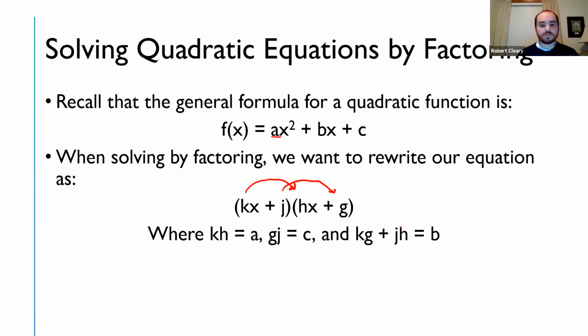And then kg plus jh, you'll have kx times g, which will give you some x value, and then j times hx, which will also give you something x. When you add those together, those should equal b.